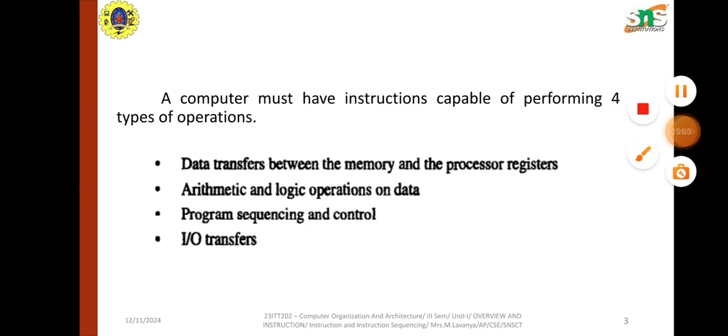So the instruction must be capable of performing these four operations: data transfer between the memory and the processor, performing arithmetic and logical operations, and it must be capable of controlling the sequence of execution, and it is responsible for IO transfers.